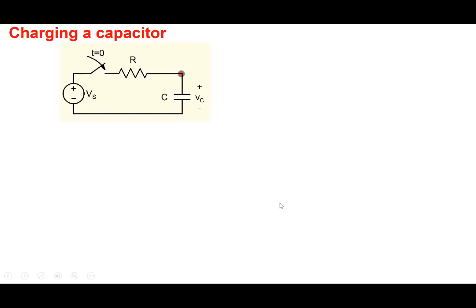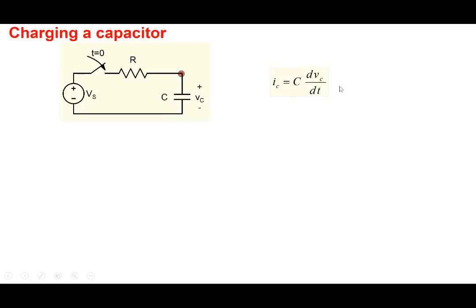Okay, so that's the capacitor discharging. So let's look at a capacitor charging. In this case, what we have is an RC circuit, and we assume that there is no charge on the capacitor, so the voltage across it is 0. And at time t equal to 0, we are going to close the switch. Now we have a voltage source, and the voltage source will start charging the capacitor here. So we would like to find out how does VC change with time.